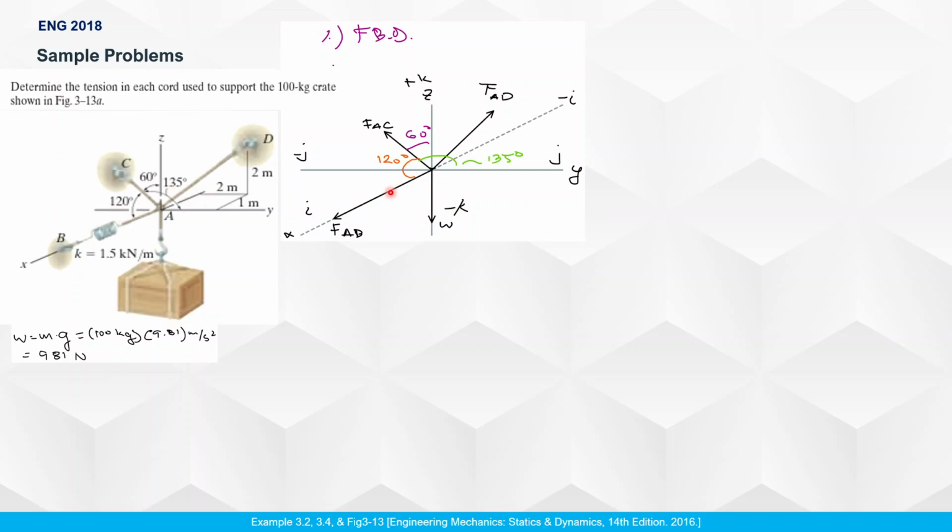So this is your X, your Y, your Z, and then reflect the forces accordingly. So we have AD, FAC with its coordinate direction angles, and then FAB. I separated the diagram for FAD, don't worry.